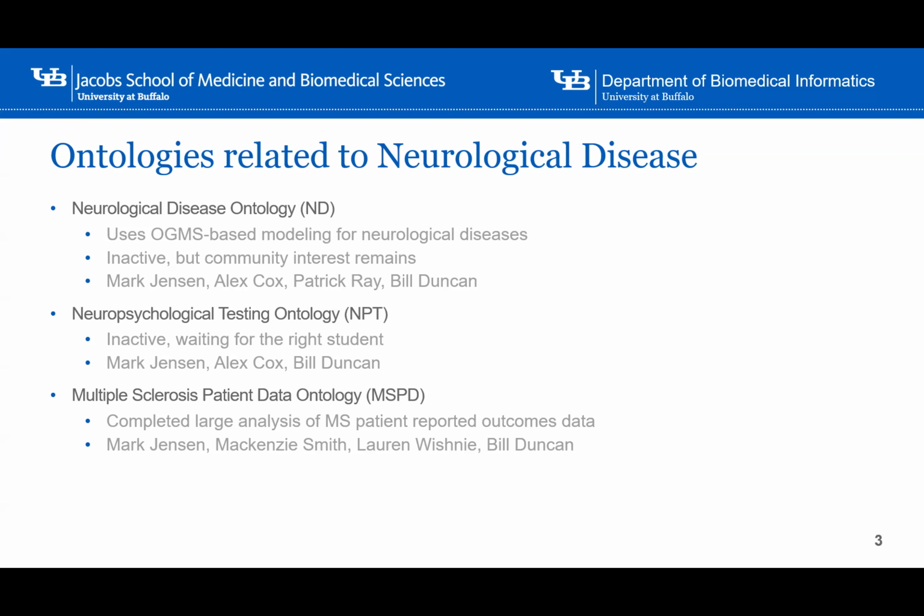And then there's the multiple sclerosis patient data ontology. This was originally work of Mark Jensen, but then Mackenzie Smith, who was an undergraduate at the time, along with my graduate student, Lauren Wishney, we completed this large analysis of MS patient-reported outcomes data, which at some point I should make the subject of another talk. Basically, this data includes data about disability as well as about patient afferent responses or emotional responses to the disease, and it's from patients over the continuum of the disease. It's quite interesting data.